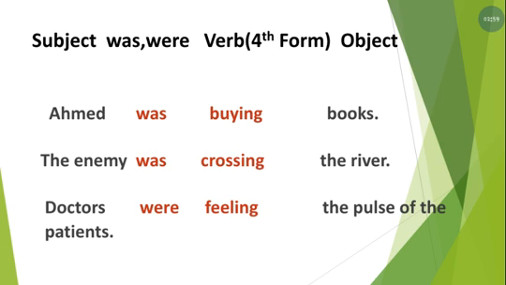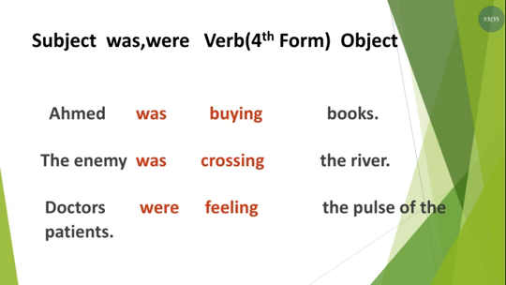Ahmad was buying books. So this is your sentence of past continuous. And to make the sentences of past continuous tense, first we write the subject. Ahmad is your subject. After the subject, we write the helping verb and we use it according to the subject. So our subject is singular Ahmad, that's why we will use was with it. Ahmad was. After the helping verb, we use fourth form. Ahmad was buying books.